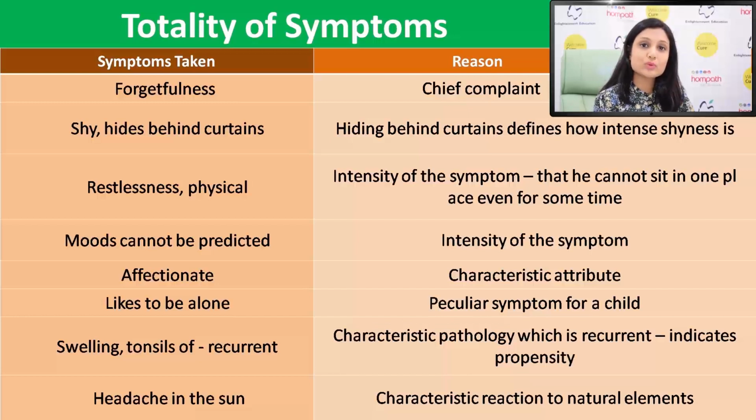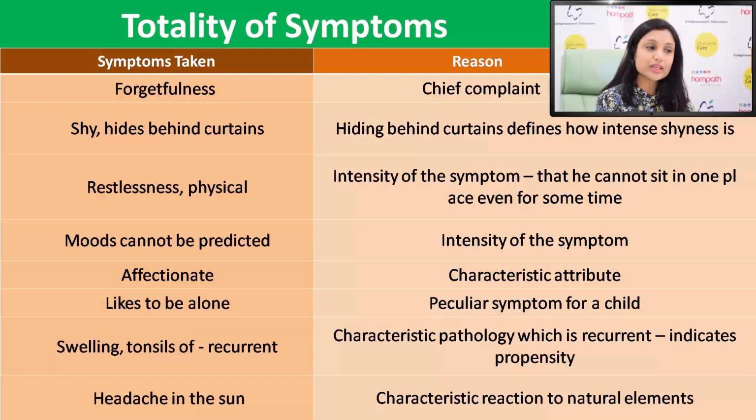Then we took that there was a recurrent swelling of tonsils, because this is a characteristic pathology which does not leave the child and keeps coming back. And the last that we took was headache in the sun. Again, a characteristic reaction to natural elements. So I'll repeat the totality again. Forgetfulness, shy, hides behind curtains, physical restlessness, moods cannot be predicted, affectionate child, likes being alone, recurrent swelling of tonsils, and headache in the sun.